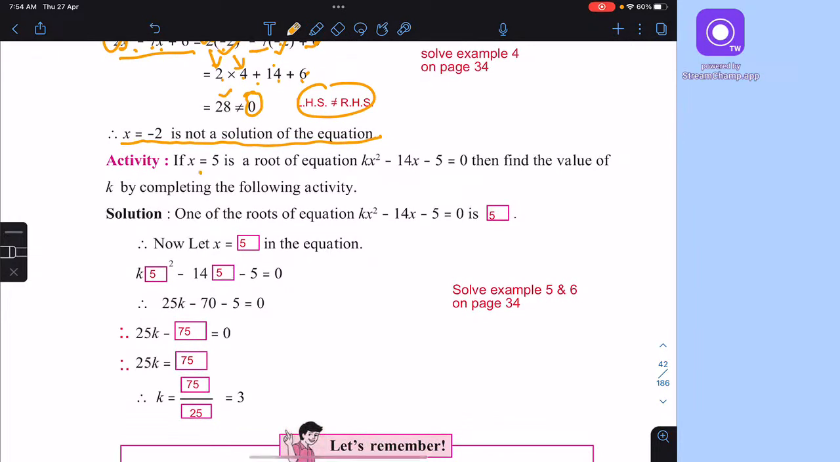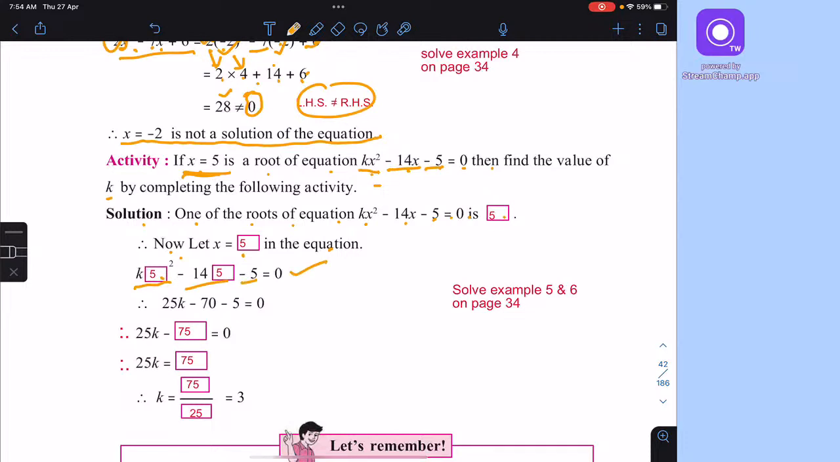If x is equal to 5 is a root of the equation kx square minus 14x minus 5 equal to 0, then find the value of k by completing the following activity. Solution. One of the roots of the equation kx square minus 14x minus 5 equal to 0 is 5. X is equal to 5, they are given as the root, and therefore let x is equal to 5 in the equation. You have to substitute, you have to replace x as 5. So here kx square becomes k into 5 square, minus 14 into x will become 14 into 5, minus 5 is minus 5, this is equal to 0.